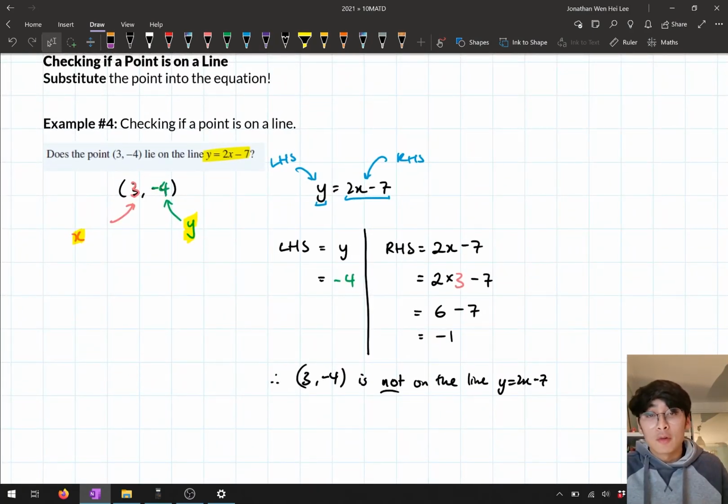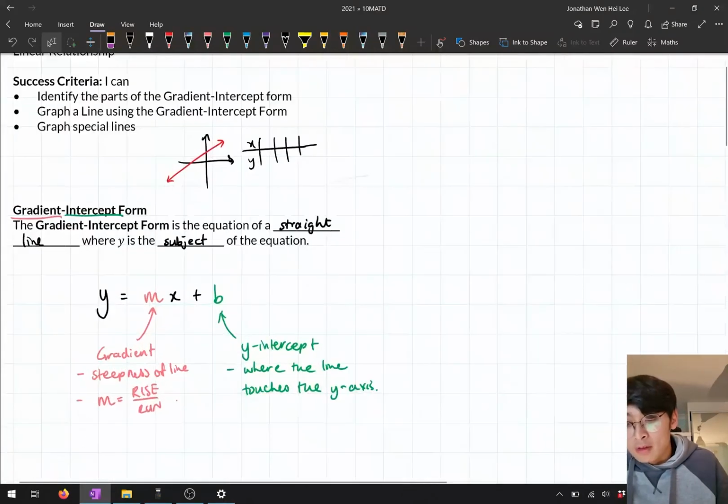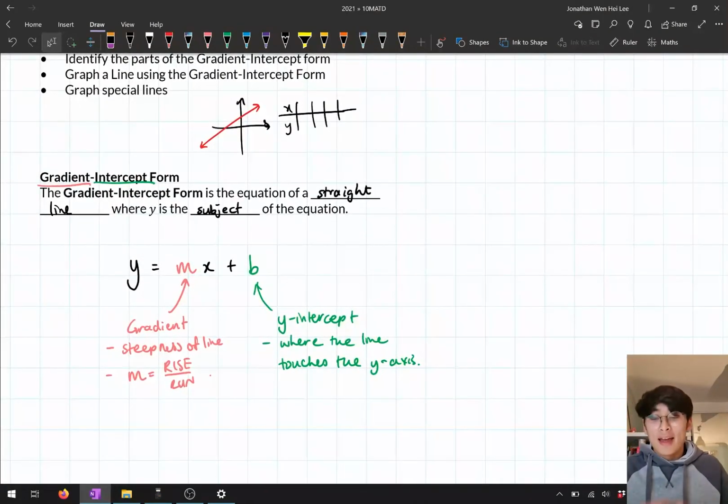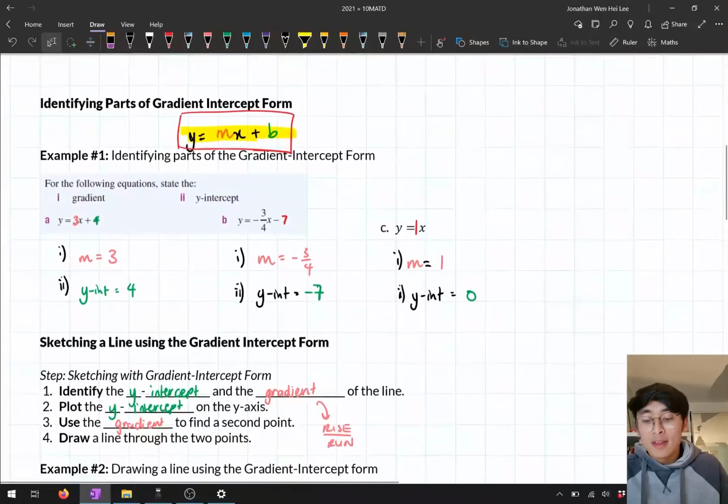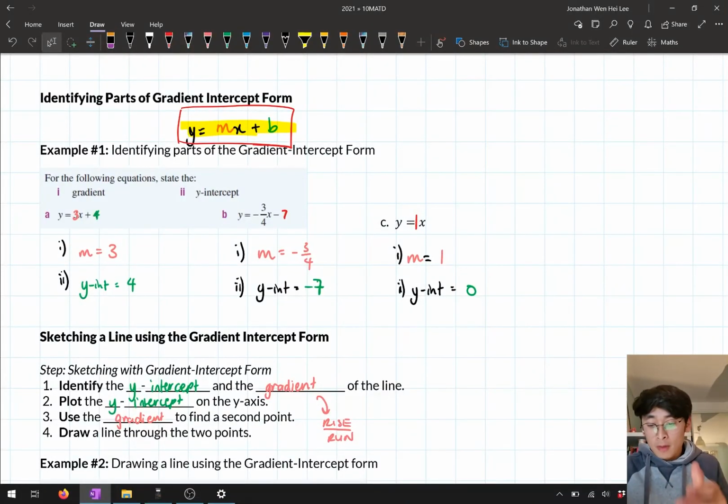The first thing that we talked about was the gradient-intercept form. The gradient-intercept form is just a way that we write the equation of a straight line. In our gradient-intercept form, we actually have two pieces of information about a line: the gradient and also the y-intercept. And we can read it off quite quickly. All we need to do is match up where these two numbers are in my equation with where they are in the gradient-intercept form.